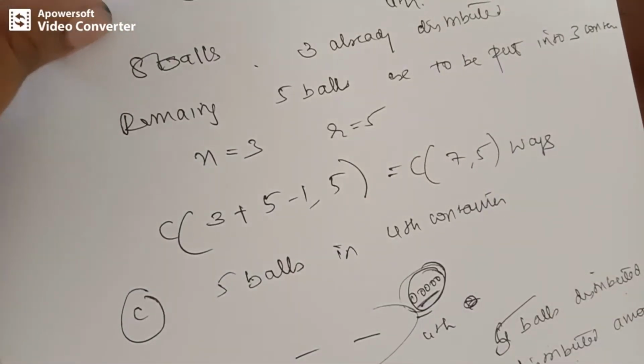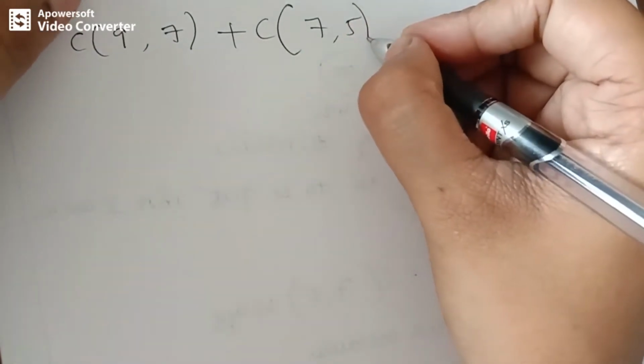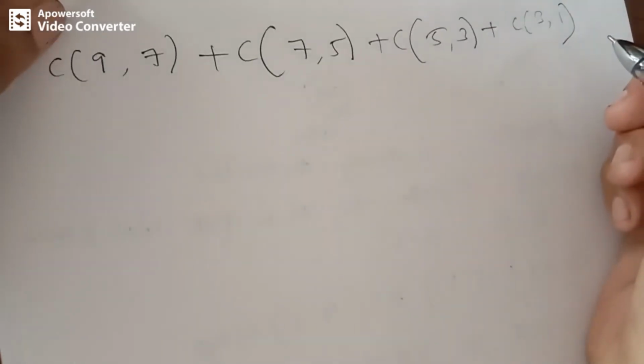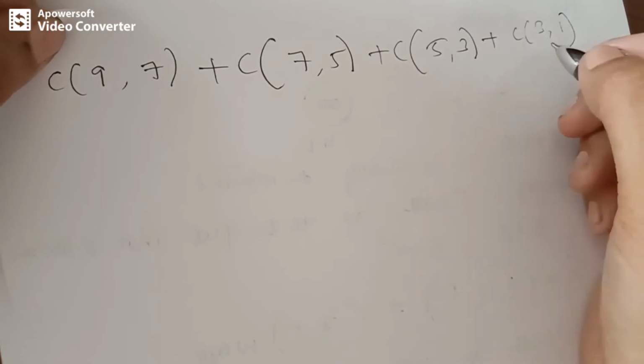So you have to just find out the sum rule, or it will be totally these many ways. C of 9 comma 7, that is if you put just 1 ball in the 4th container, plus C of 7 comma 5 ways, that is if you put 3 balls in the 4th container, and C of 5 comma 3 ways if we put just 5 balls, and last is C of 3 comma 1 ways if we just put 7 balls in the 4th container.